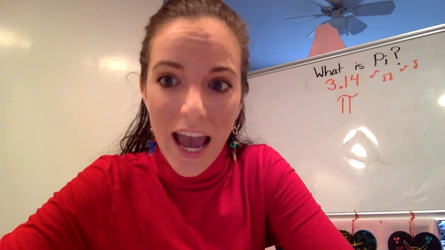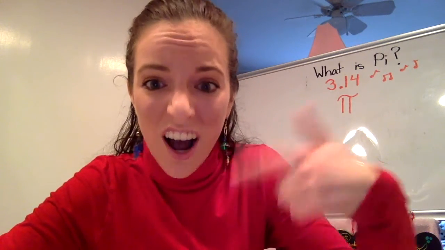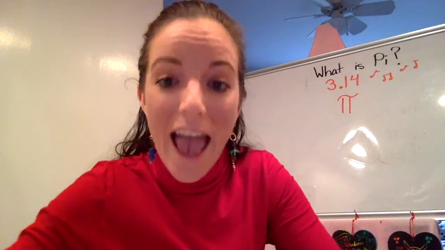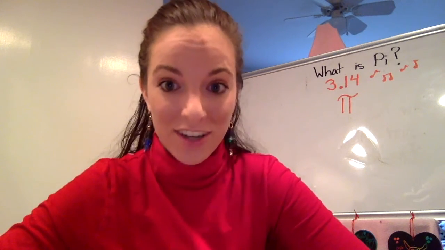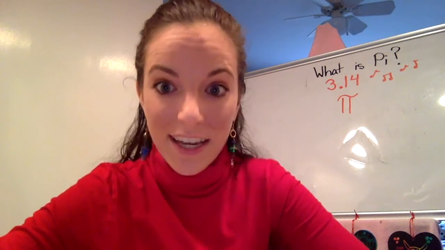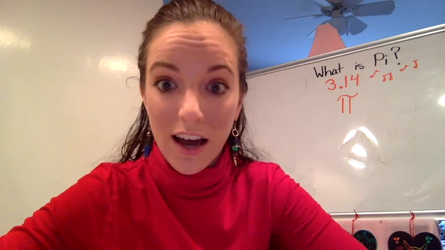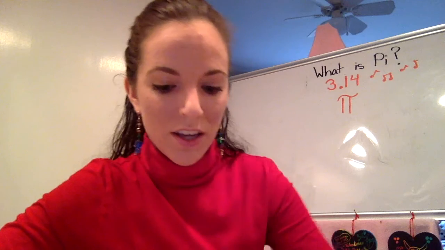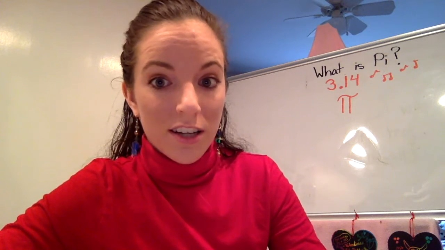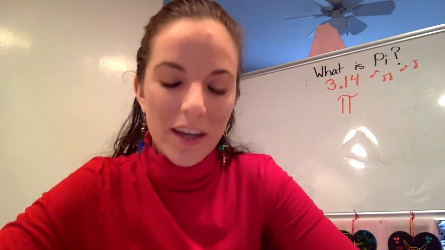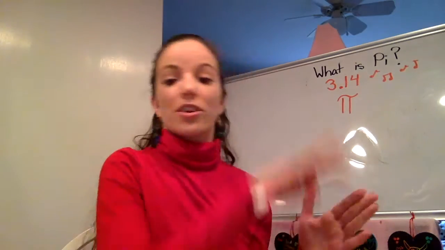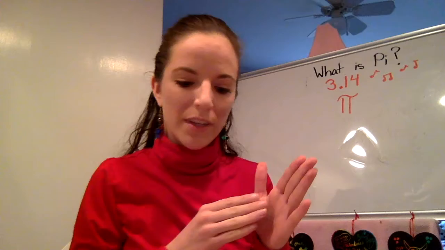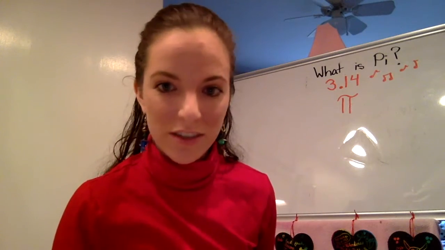That's because after that 4, it goes on and on and on forever. You can't write it as a fraction. It's an infinite decimal, meaning it goes on and on and on for infinity. And that's why that song goes on and on and on. Well, pi is actually a ratio of the circumference of a circle to the diameter of a circle.